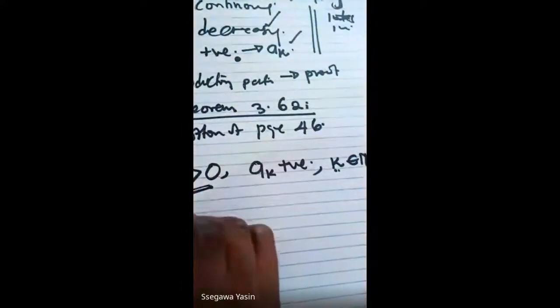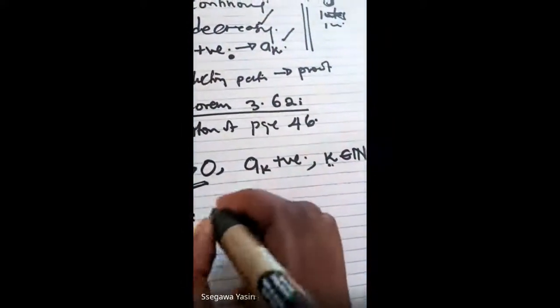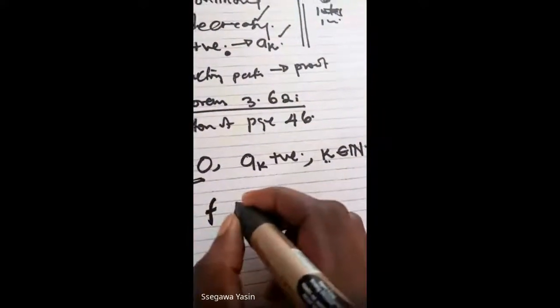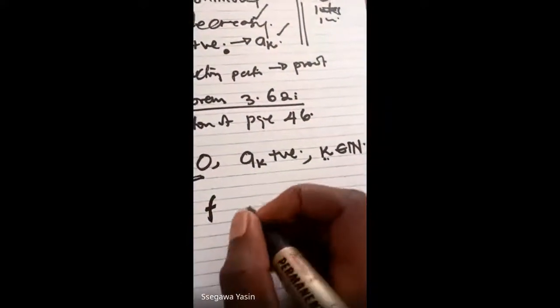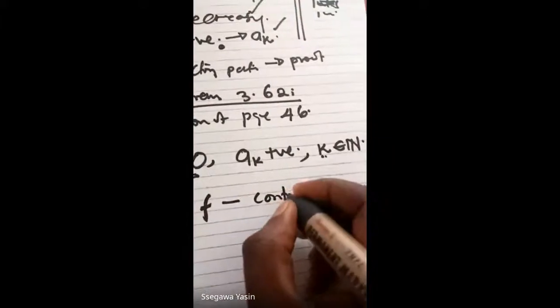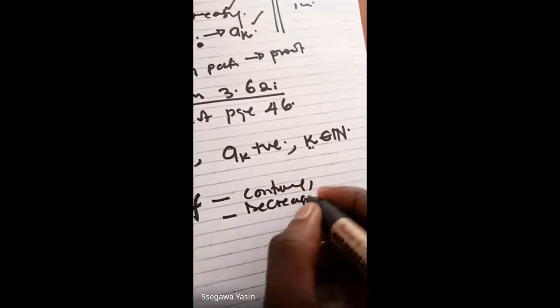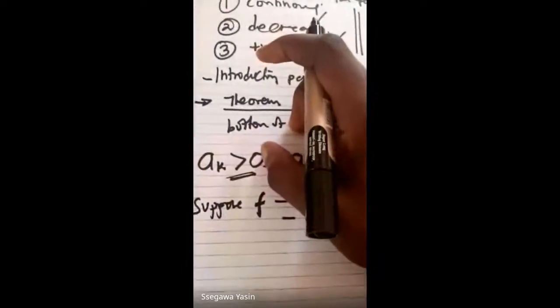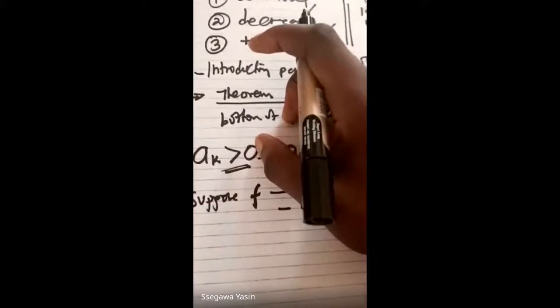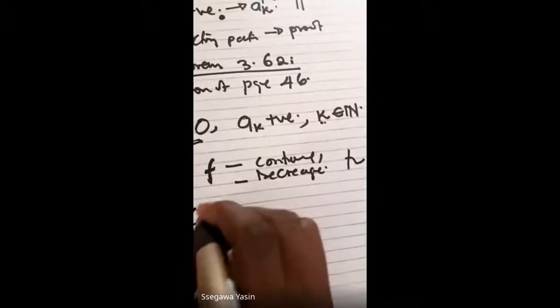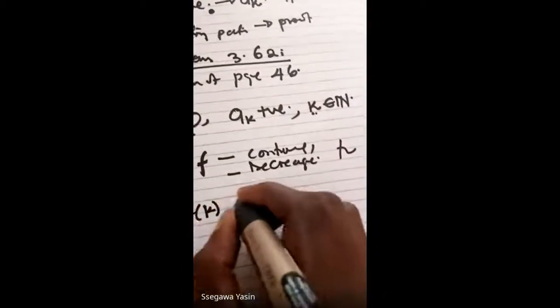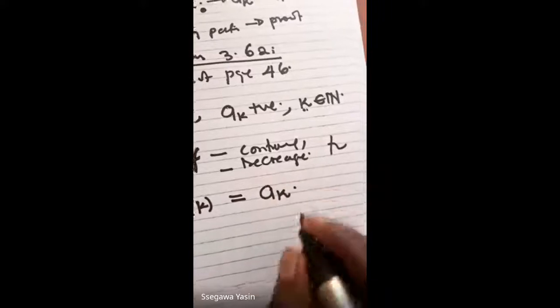And suppose our function f is continuous. So they have already told us that this one should be continuous, should be decreasing. So we have now covered the three characteristics: continuous, decreasing. Then we have seen the sequence is greater than 0, so it should be positive. For which our function f of k equals what? To a_k.